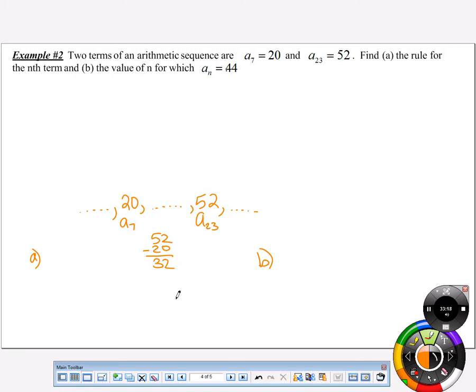Divide it up, right, into how many different changes was I making. So how many times are you using the difference if you're going from the 7th term to the 23rd term? 16 times. And for those of you that are wondering how did we get that, we did 23 minus 7. So there's 16 terms to get from the 7th term to the 23rd term. So 32 divided up into those 16 different changes that were made gives us a common difference of 2.